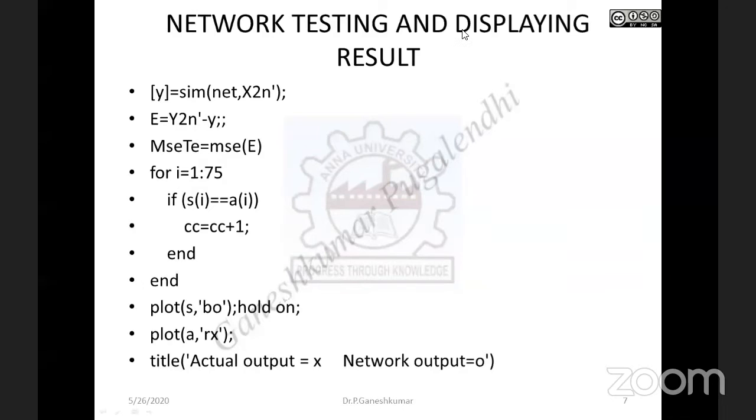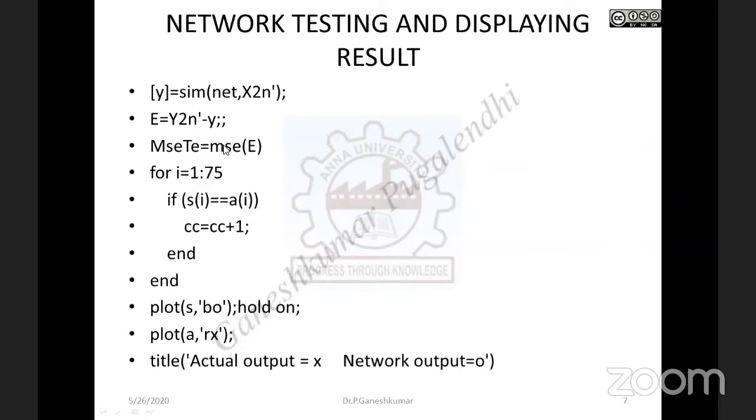The trained network, that is net, is provided with only the unknown input. For the unknown input, small y is created. That small y is nothing but the network output. The network output is used to calculate the difference from the actual output, that is the target y2n, to find the error. From the error, the mean square testing error is found out.